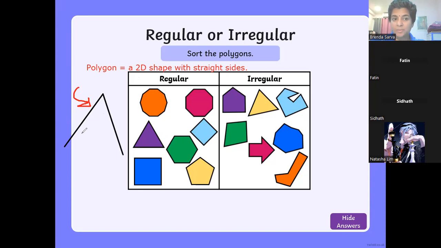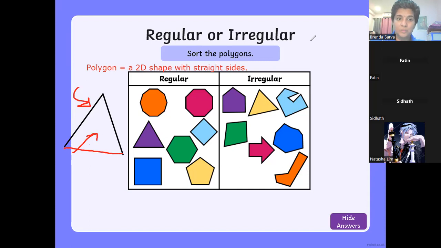Why isn't this a connected polygon? Yeah, you said no, this is not a polygon, correct. But why? Because it is open. This side is open.